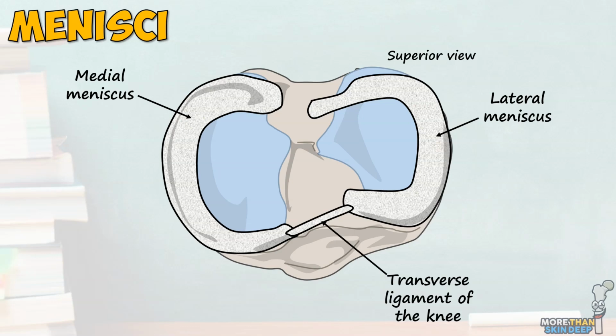The menisci are soft and cup-shaped and act to absorb shock when the knee is loaded, as well as deepen the knee joint and help prevent dislocation. They are vulnerable to tears and are frequently injured in sports people.